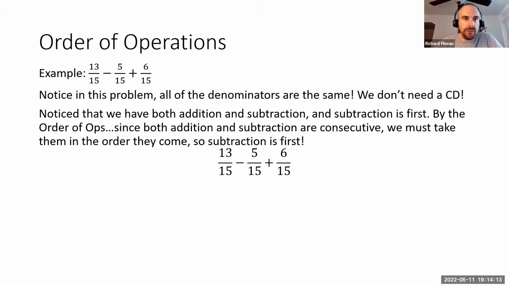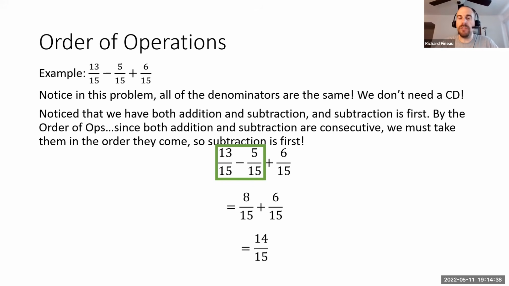So here's our problem, 13/15 minus 5/15 plus 6/15. We first focus on the subtraction, since that's what comes first, with addition and subtraction coming consecutively. So what is 13/15 minus 5/15? Well, that's 8/15. Now the question is, what happens with 6/15? Well, it falls down. We can only combine two numbers at a time here. Now we just simply add. Boom, 14/15.